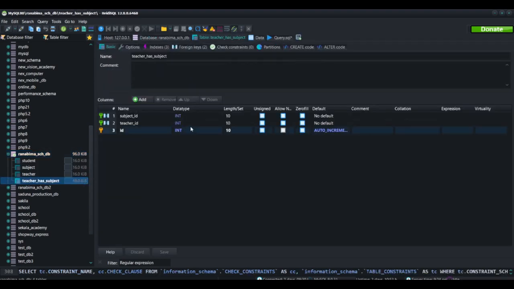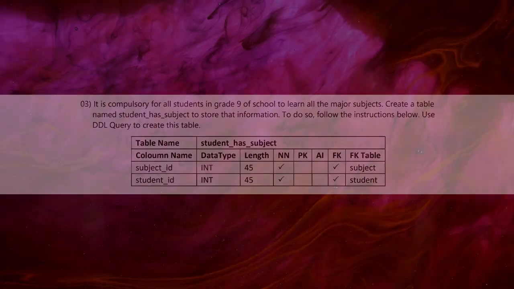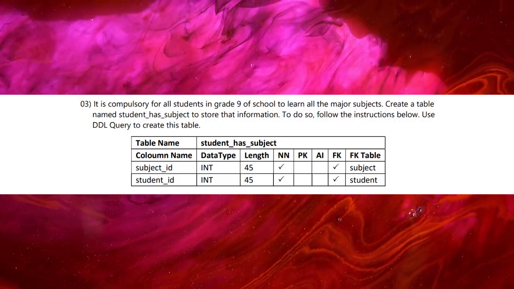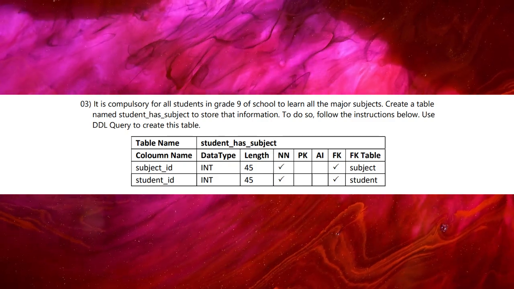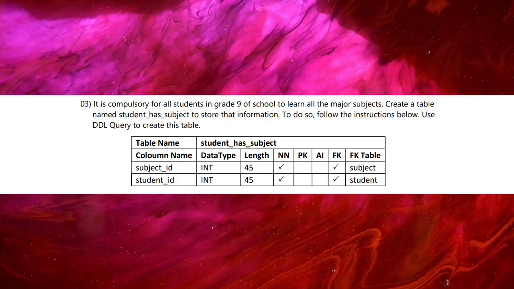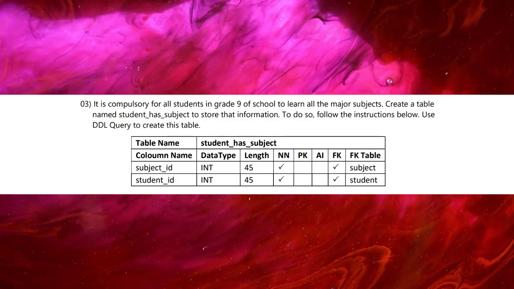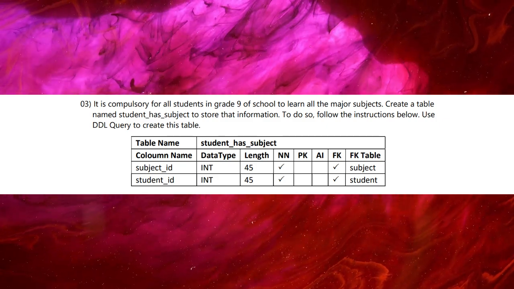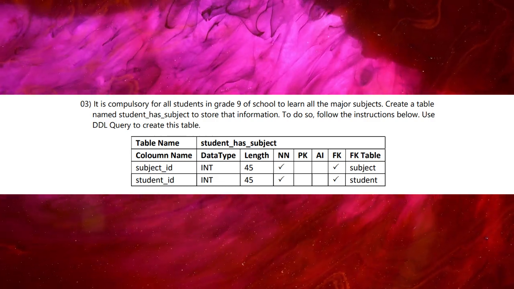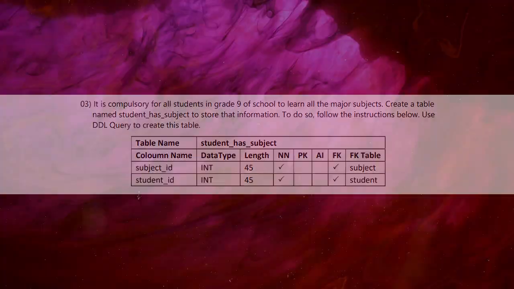Question number 3. It is compulsory for all students in grade 9 of school to learn all major subjects. Create a table named Student Has Subject to store that information. To do so, follow the instruction below. Use DDL Query to create this table.